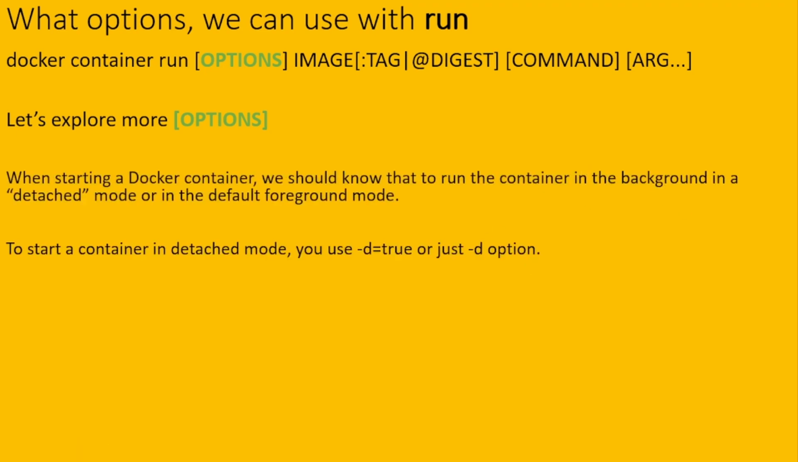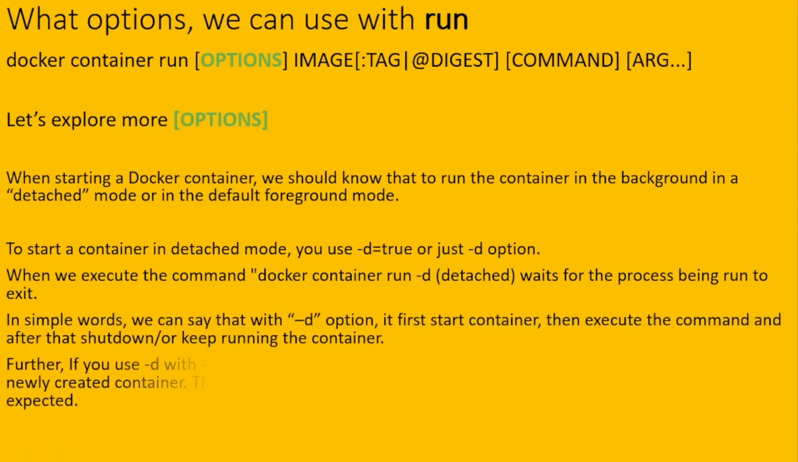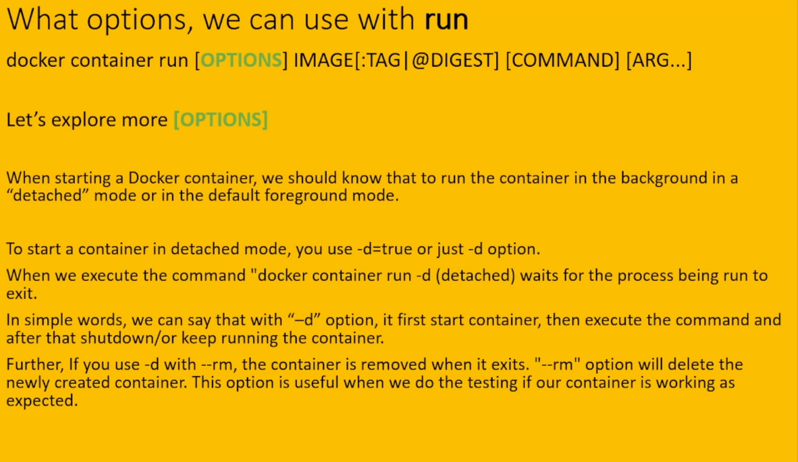option. It first starts the container and then executes the command, and after that shuts down or keeps the container in running state. Further, often we use the --rm option. The newly created container will be removed when it exits. This option is useful when we do testing and our container is working as expected. It means I want to check some parameter inside this container.